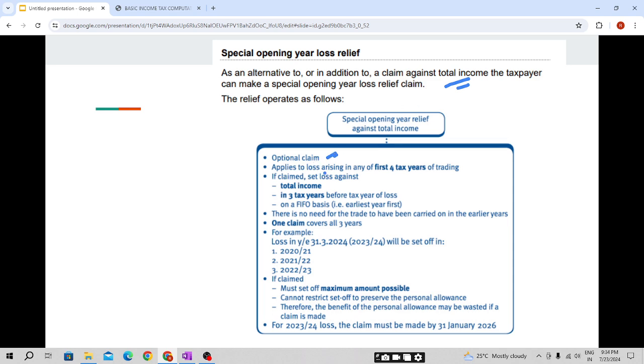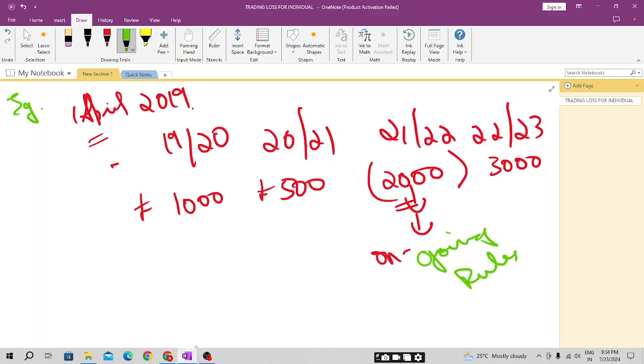Option claim applies to loss arising in any of the first 4 tax years of trading. So this opening year loss relief will be available, students, only if in the first 4 tax years you have incurred a loss, that is 1, 2, 3 and 4. So for the first 4 tax years, if you have incurred the loss, this extra relief will be available. If it was not available, we were using the ongoing rule, but we have a further option of opening year loss relief because the losses have been incurred in the first 4 tax years of starting the trade.